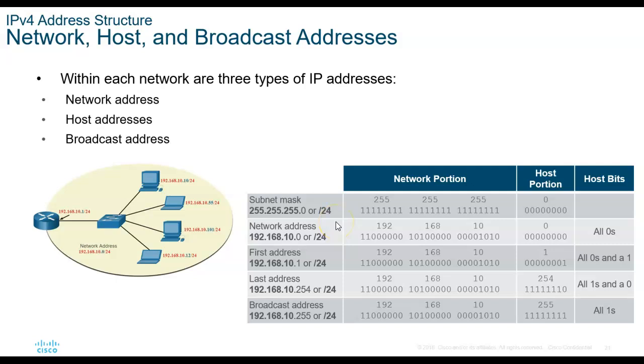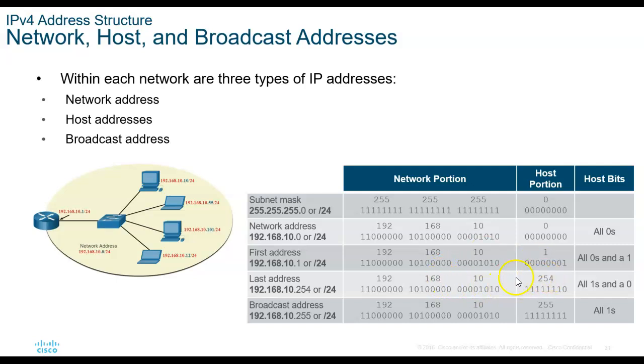So we're going on to network, host, and broadcast addresses. Within each network, there are 3 types of addresses: network, host, and broadcast. When you look at your network portion and do the ANDing, you find out your network address. We found the network address before, and it was 192.168.10.0. If we add 1, we know that's the first address: 192.168.10.1. We just added 1 to it, and it's not a binary one, we added a decimal 1.